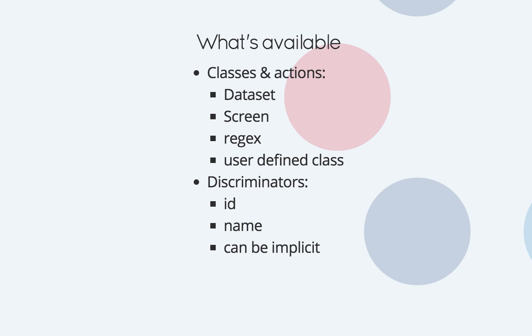So what's available currently? Well, the classes and actions we have available are dataset and screen, if we want to specify those, regular expressions, and then user-defined classes. The discriminators, depending on the class or the action, can be the ID or the name, and in some cases it can be implicit, and hence you can omit it.